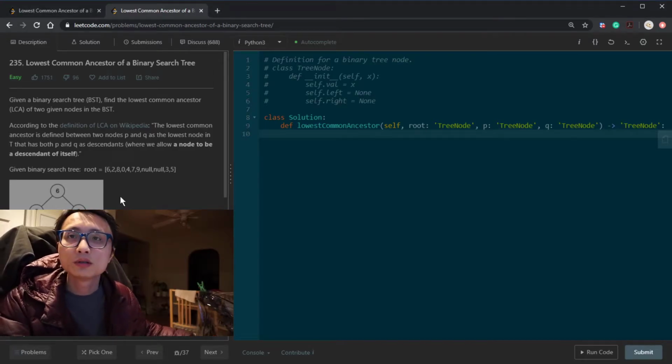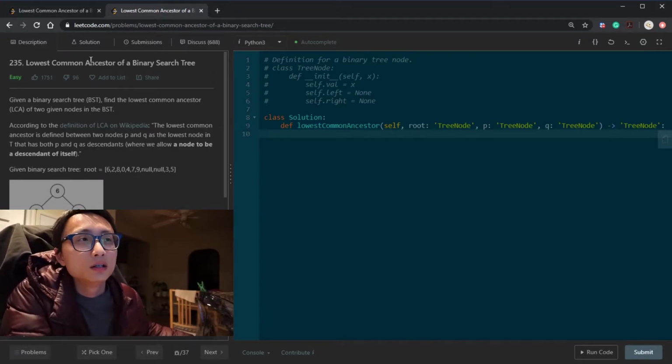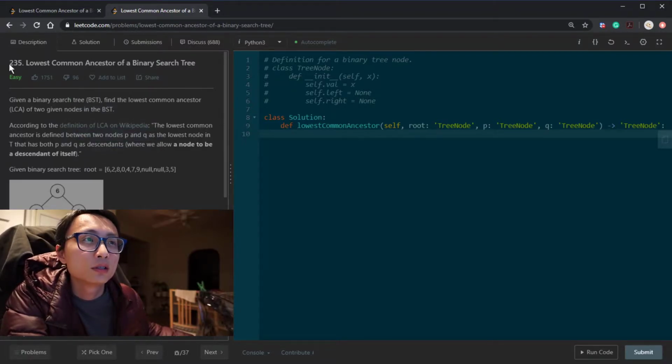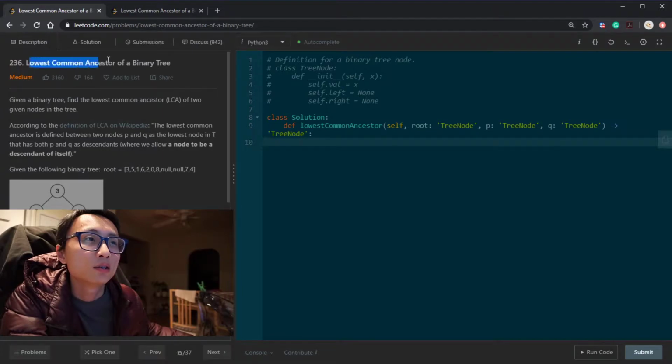Okay, let's talk about two LCA questions, lowest common ancestor. The first one is a little bit easier. It's the LCA of a binary search tree, so there are BST properties that we can utilize. The second one is a little bit more general. It's the lowest common ancestor of a binary tree.